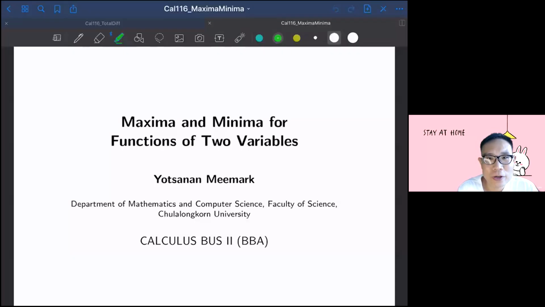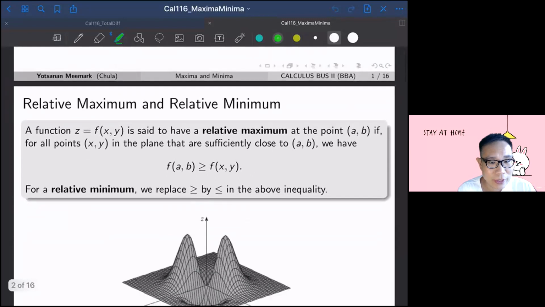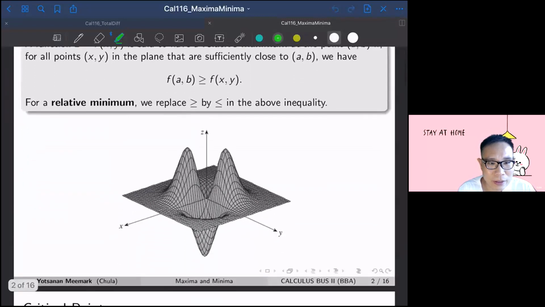In this video, we're gonna talk about maxima and minima for functions of two variables. The picture that you see is the graph of the function z equals f(x,y), and you see that you have a peak at this point and a peak at this point. That peak is higher than every point near it.